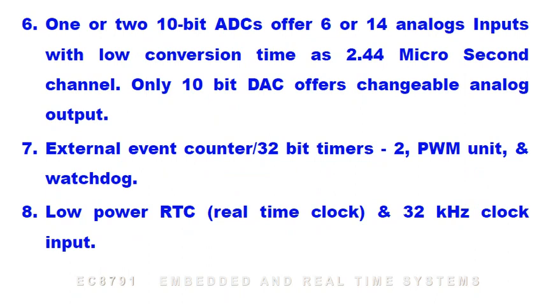One or two 10-bit ADCs, analog to digital converters, offer 6 or 14 analog inputs with a low conversion time of 2.44 microseconds per channel. A 10-bit digital to analog converter offers variable analog output. There is an external event counter, two 32-bit timers, a pulse width modulation unit and watchdog, a low power real time clock and a 32 kHz clock input.